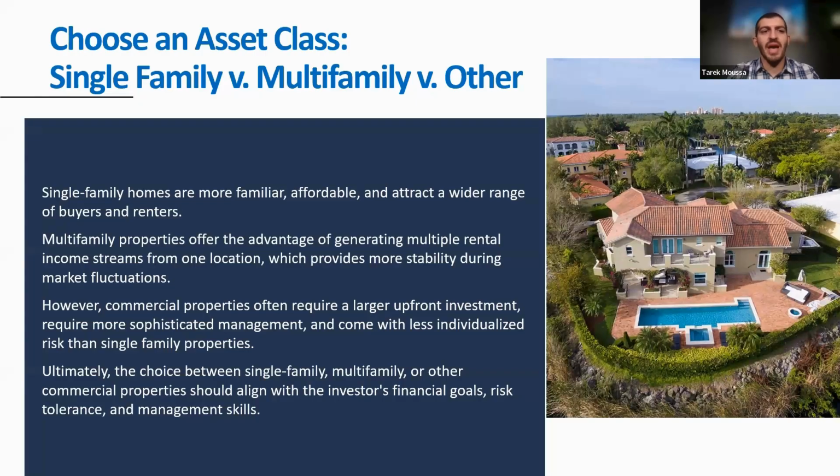Now, when it comes to choosing an asset class, how do you decide between single family versus multifamily versus other? Well, let's just break it down, right? Single families are something that are probably a little more affordable. They're basically the homes everybody lives in, right? They're more familiar to most people. Most people grew up in some, or they know people who have grown up in some, or spent time in them. So it attracts a wider range of buyers and renters out there because again, there's just so many more of them.